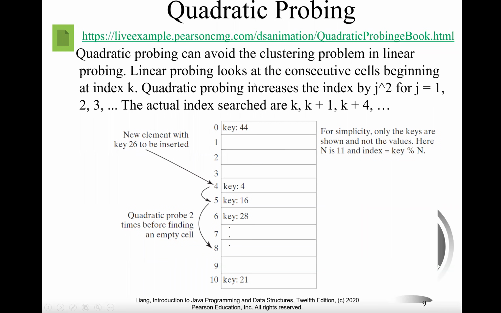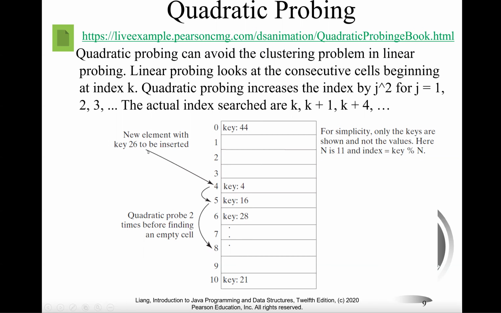Linear probing looks at the consecutive cells beginning at index k. Quadratic probing increases the index by a quadratic value, 1, 4, 9. Here, for j is 1, it is 1 squared, which is 1, and when j is 2, it is 2 squared, which is 4, and when j is 3, it is 3 squared, which is 9.